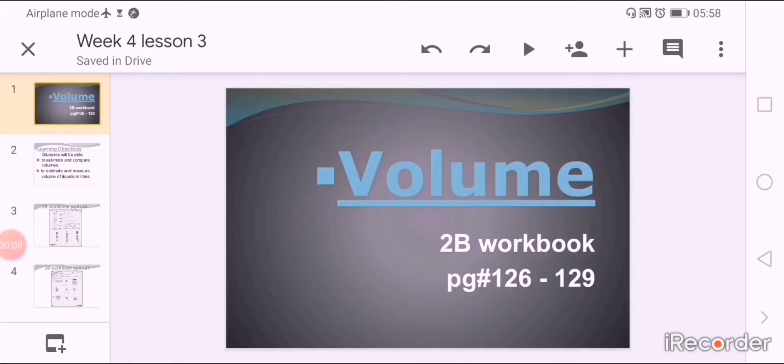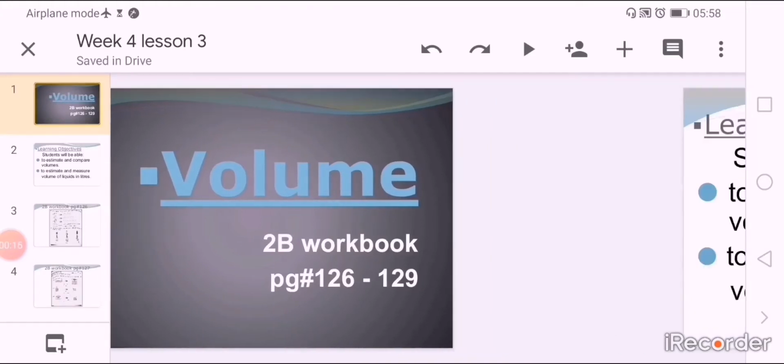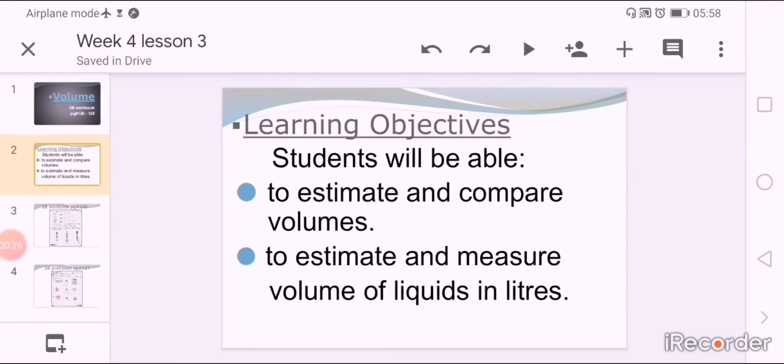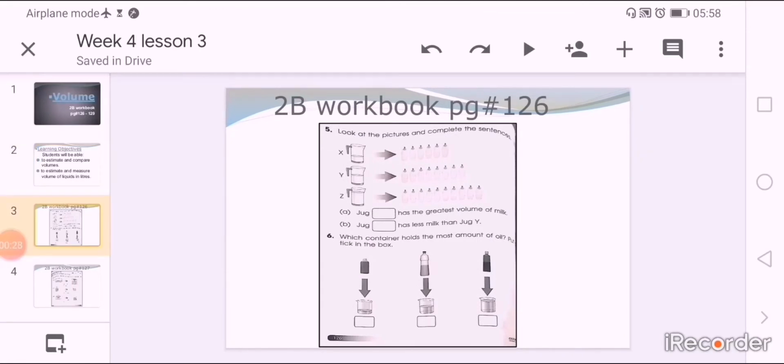Our today's topic is volume, 2B workbook page number 126 till 129. Our learning objectives are to estimate and compare volumes, to estimate and measure volume of liquids in liters. Open 2B workbook page number 126. Write day, date and classwork at the top. It's the comparing volume page.